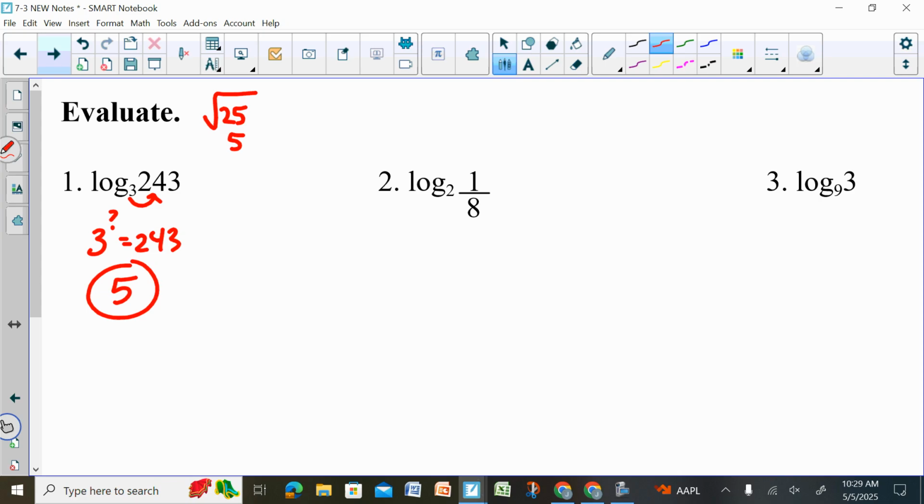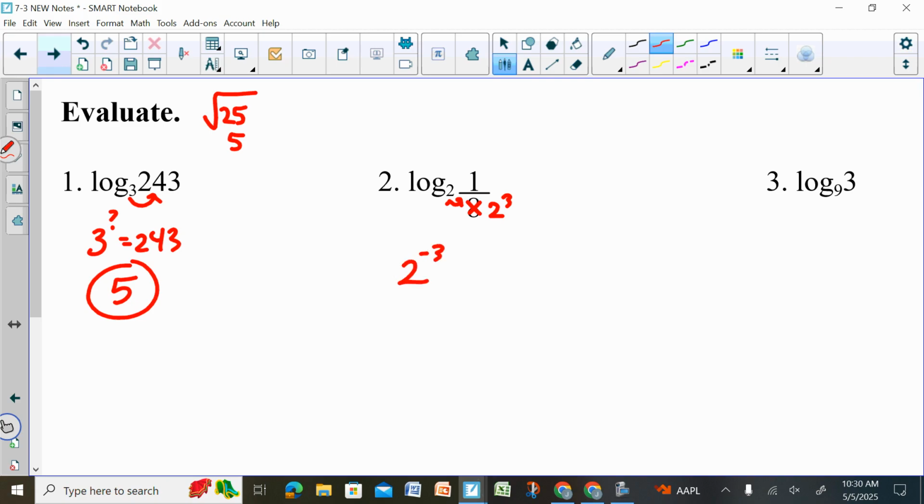Okay, same thing here, a little bit different. I got that 1/8. Okay, in order to make a 2, raise a power of a whole number 2 to get a fraction, that means I'm going to have to flip it. That means I'm going to have to bring in a negative. And 8 is really 2 cubed, right? So what did you raise 2 to get 1/8? You raised 2 to the negative 3rd power.